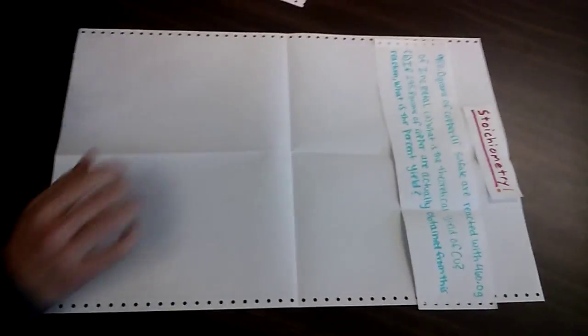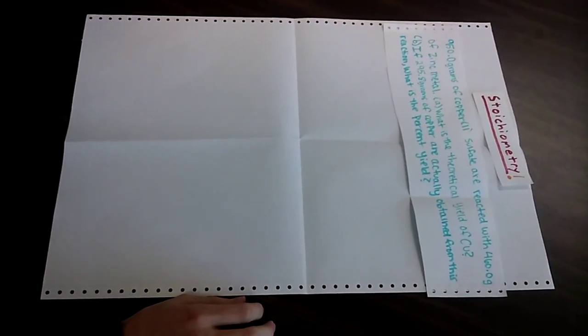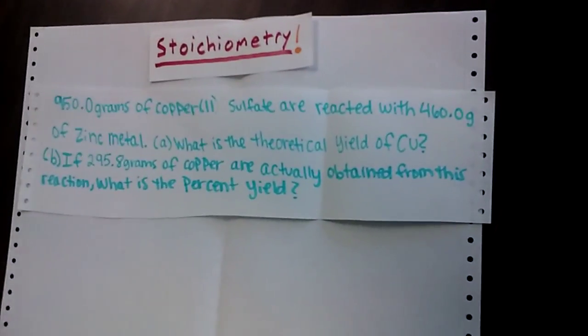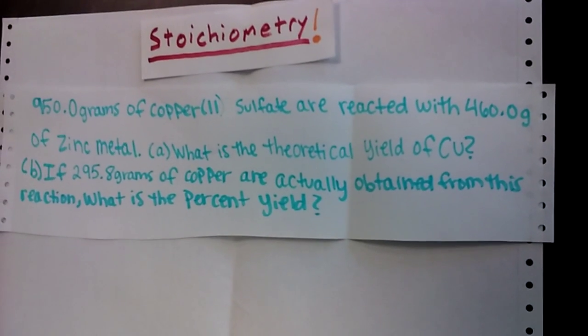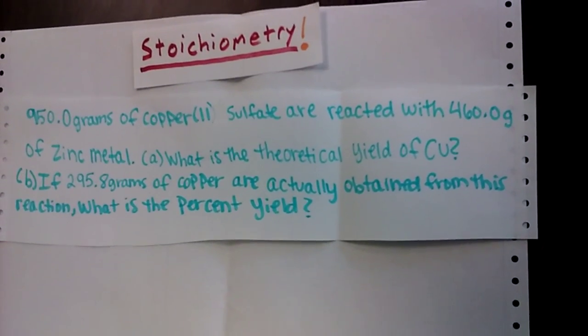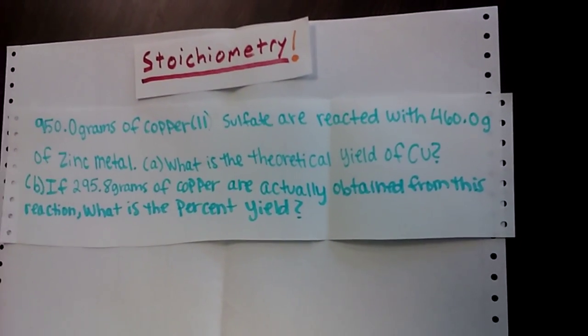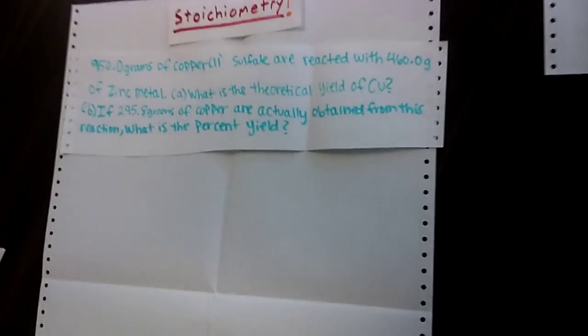So, we are presented with a practice problem. 950 grams of copper(II) sulfate are reacted with 460 grams of zinc metal. A. What is the theoretical yield of copper? And B. If 295.8 grams of copper are actually obtained from this reaction, what is the percent yield?